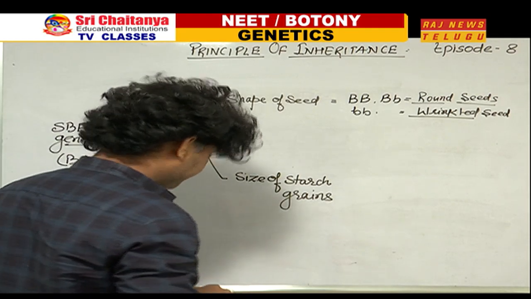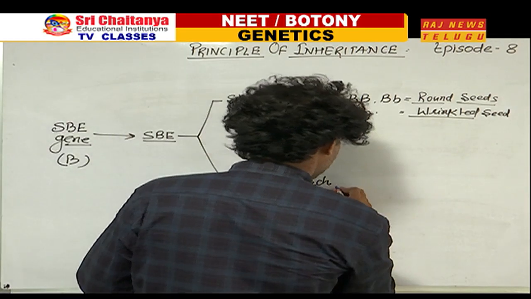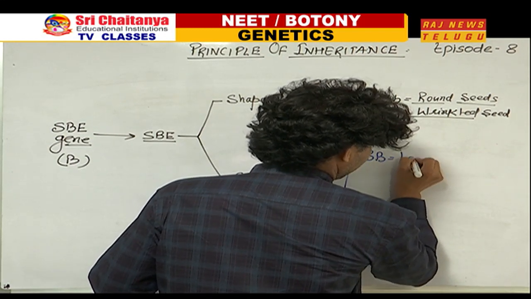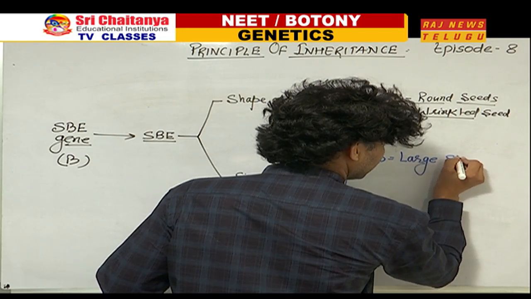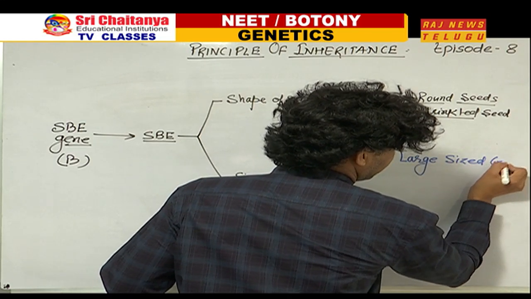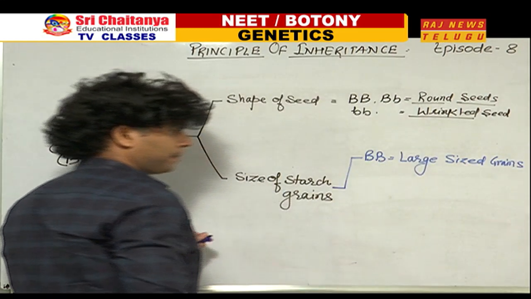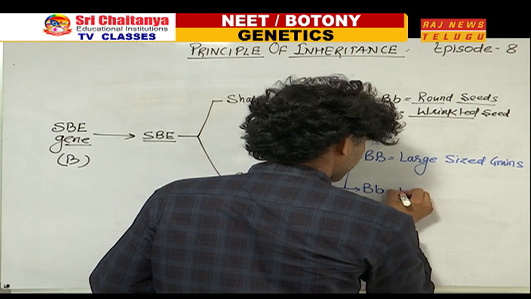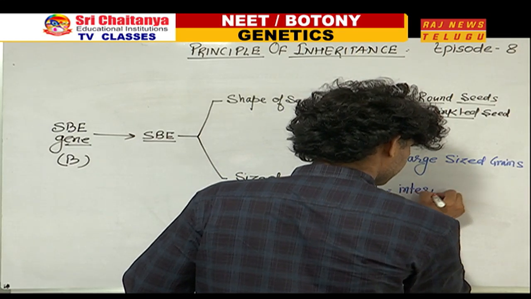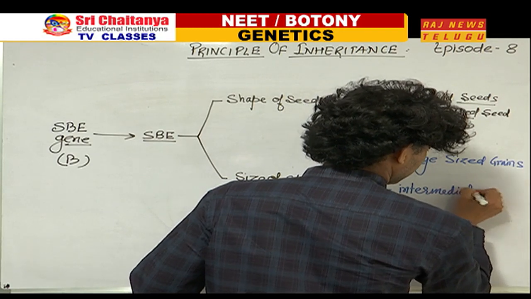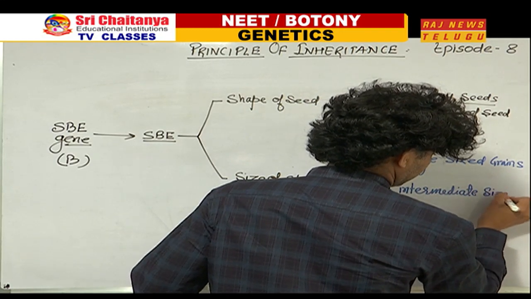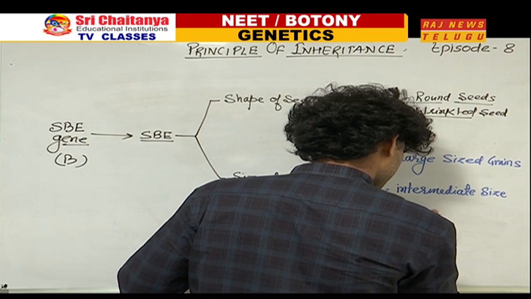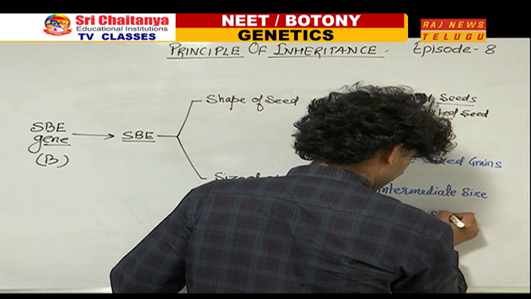In contrast, about the size of the starch grain, capital B capital B gives rise to large sized grains. Capital B small b condition gives intermediate grains. And small b small b means small sized grains.